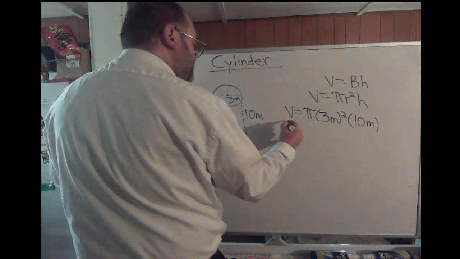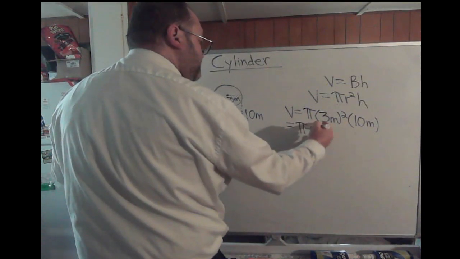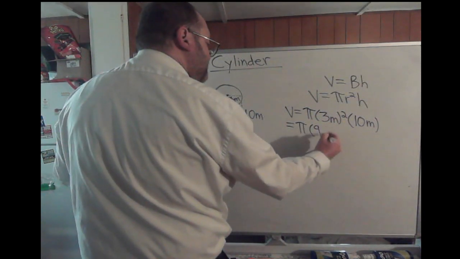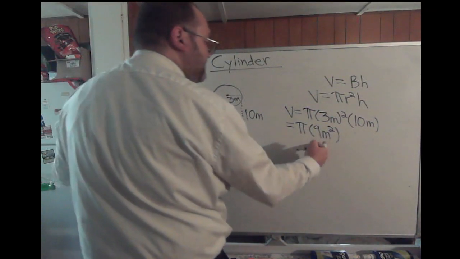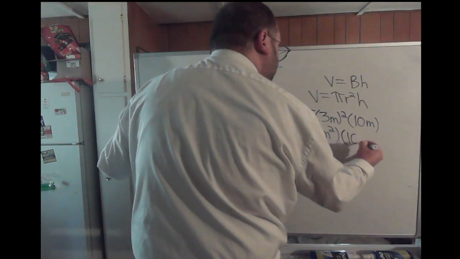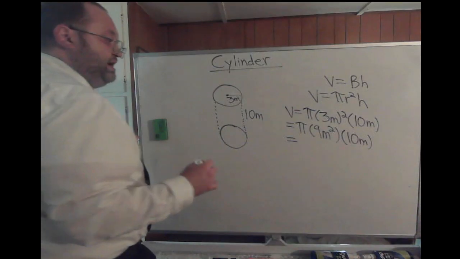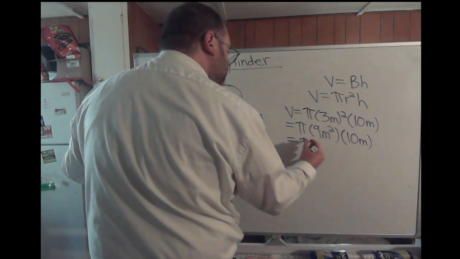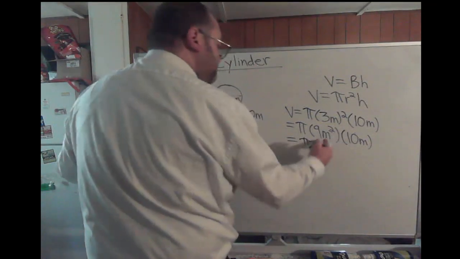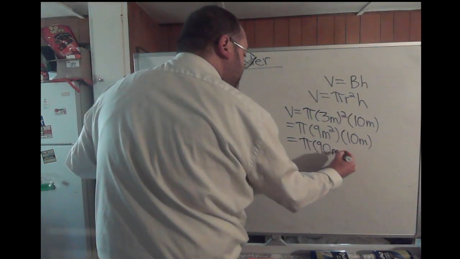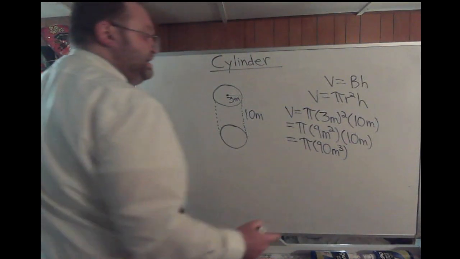Okay, so we'll do the exponents first. So 3 to the second power, that's 9. Meters to the second power is square meters. So you have pi times 9 square meters times that height of 10 meters. Well, let's simplify this first before I bring pi into it. We'll leave pi on the outside still. 9 times 10 is 90. Meters squared times meters, that's cubic meters. So now we have pi times 90 cubic meters.